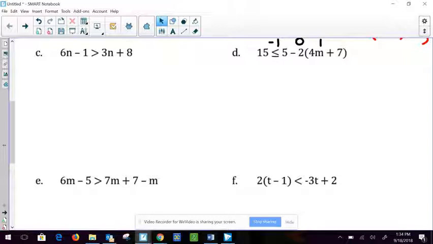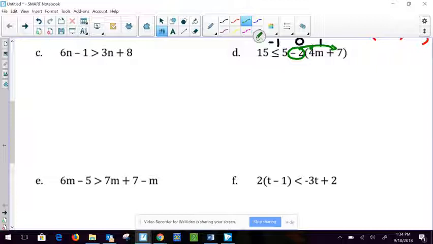So looking at letter D, again, everybody sees how we have that negative 2 in front of the parentheses. So be sure with that negative 2 there, you distribute that. You don't do the 5 minus 2 because we're not allowed to do that. It breaks all the math rules and we end up in math jail. So we're going to carry down that 15, rewrite our less than or equal to, and that 5 because all of that is staying exactly where it's at. And now we multiply. What is negative 2 times 4m?